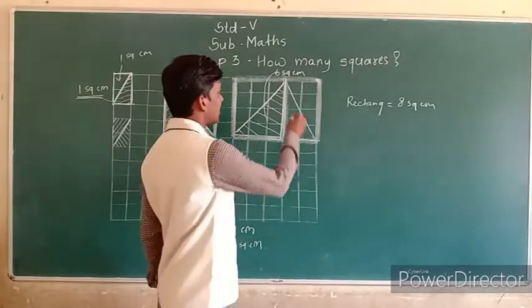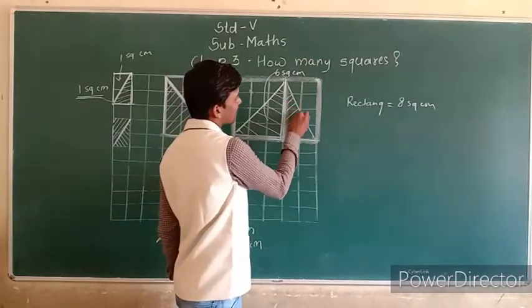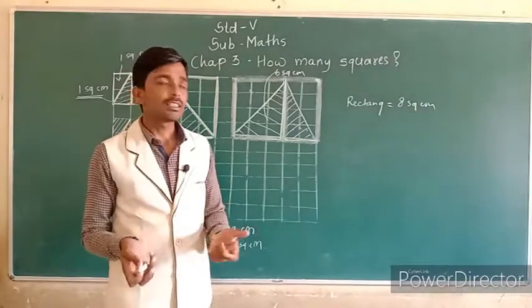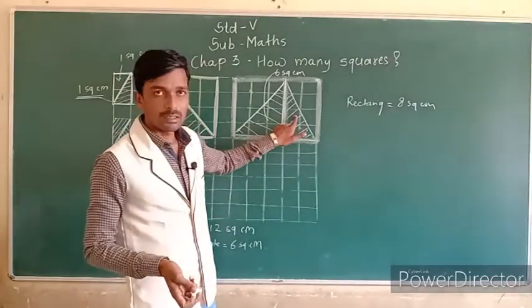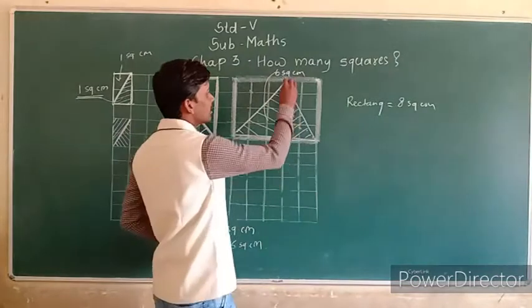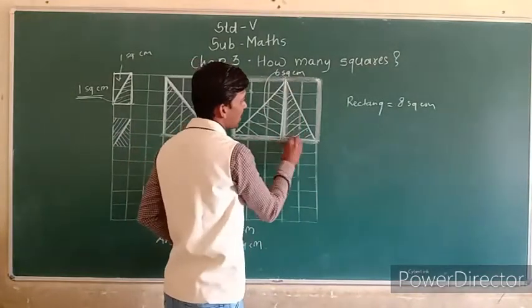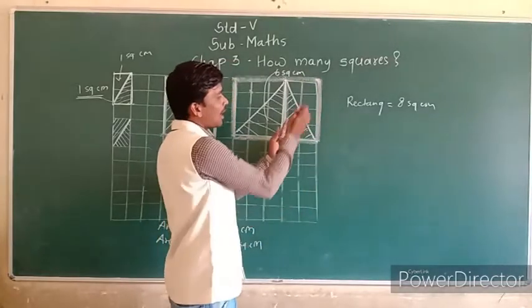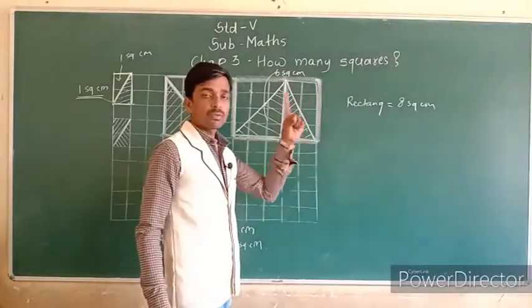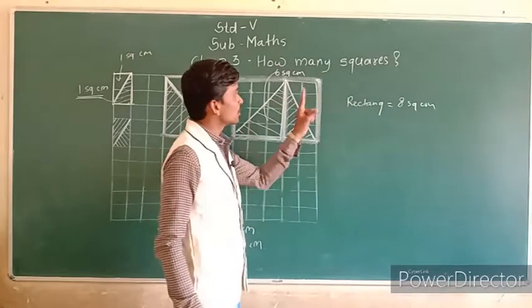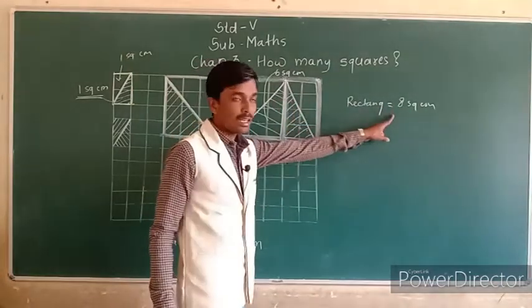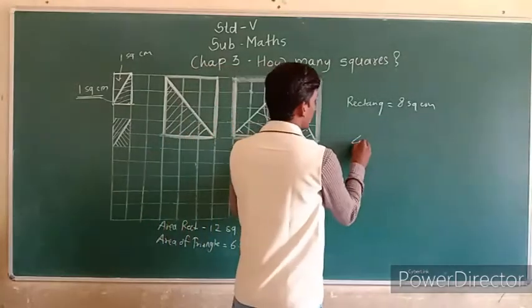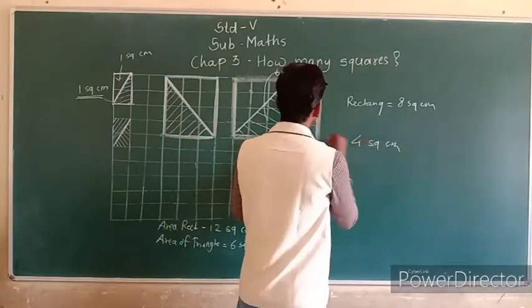Then see this part, I can shade that part. What is the area of this? That is half of that rectangle. This one is the half part and this one is the half part. These two halves form one rectangle, so the area of this rectangle is 8. Then what is the area of the triangle? That is 4 square centimeter.